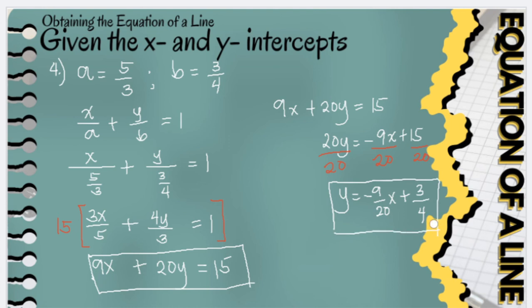Okay, so again, in finding the equation of a line given the x and y intercept, we're going to use the intercept form of the equation of a line, which is x over a plus y over b is equal to 1, and then plug in the value of a and b. Okay, and then simplify. So that's it for this episode. Now, for our last episode, that will be about finding the equation of horizontal and vertical line. Okay, thank you.